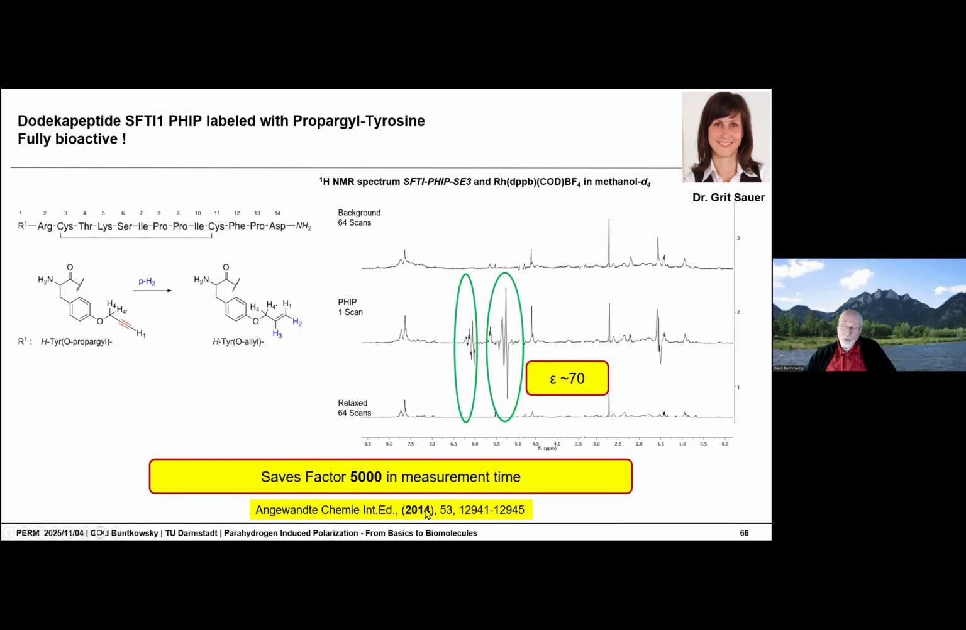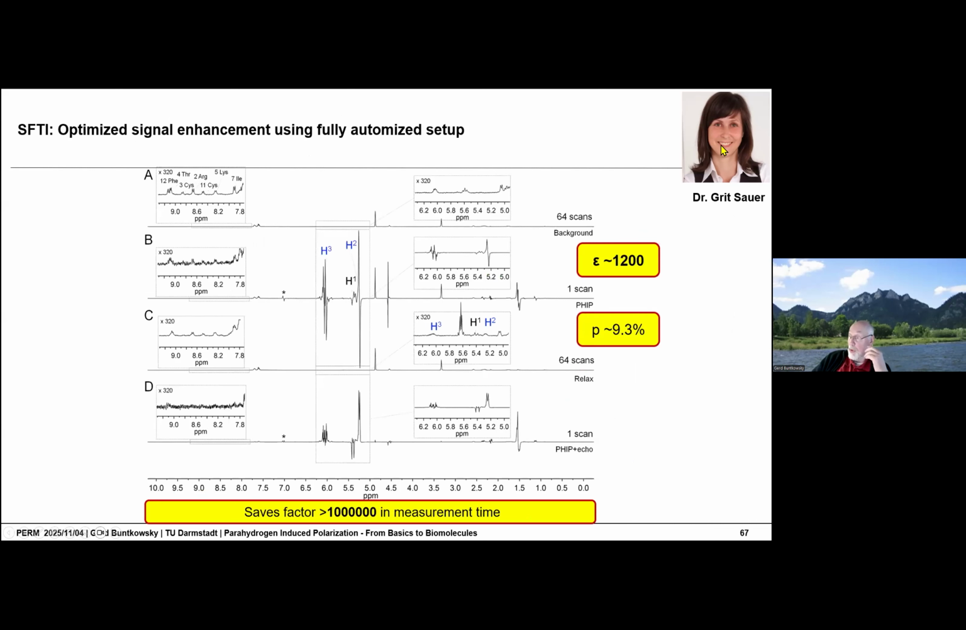And then about 11 years ago, when we did this, we had enhancement factors of 70. So we were already very happy and thought, okay, can we optimize the whole thing now? And this was also part of the work of Gerd Sauer. So after optimization, we arrived at enhancement factors of about 1,200.